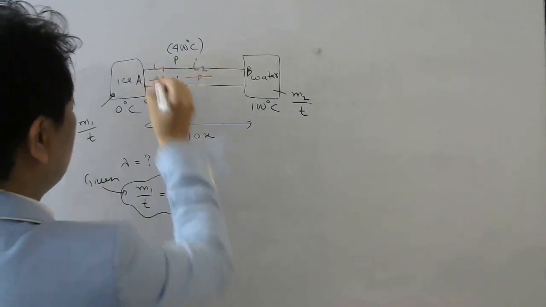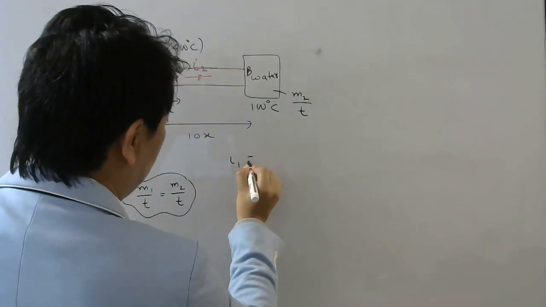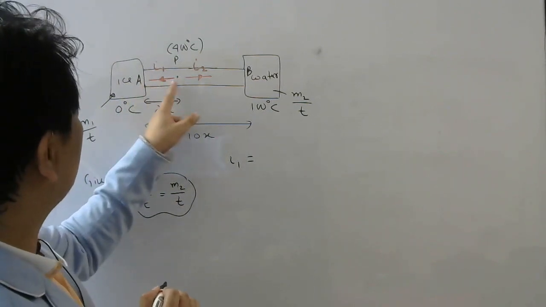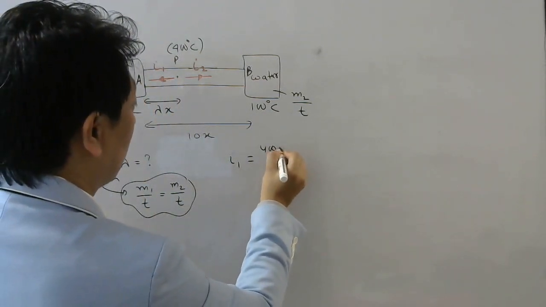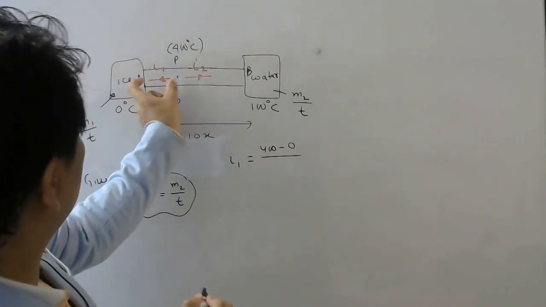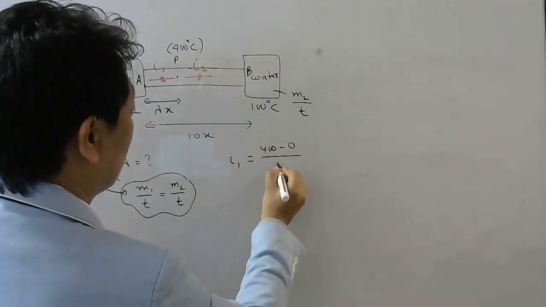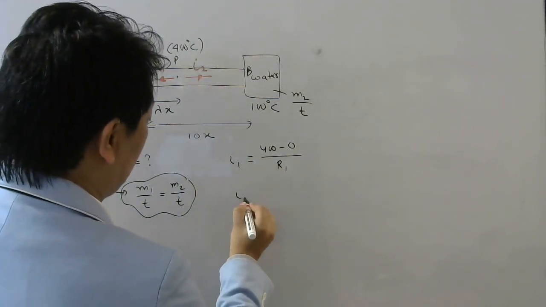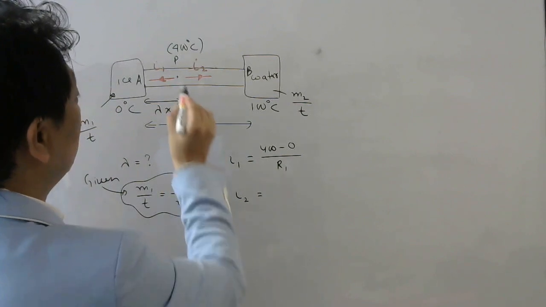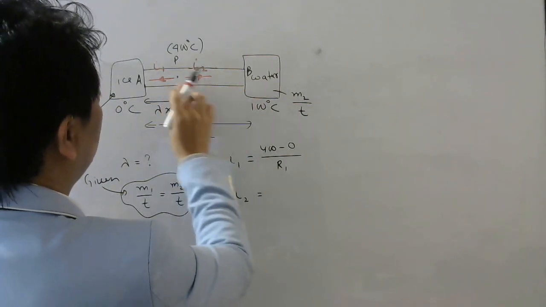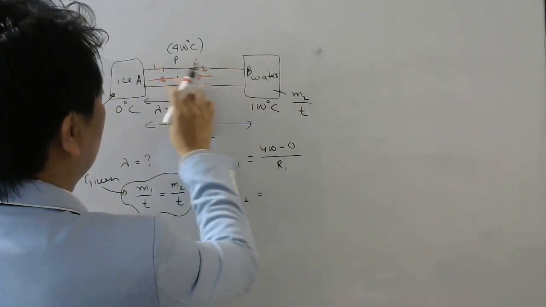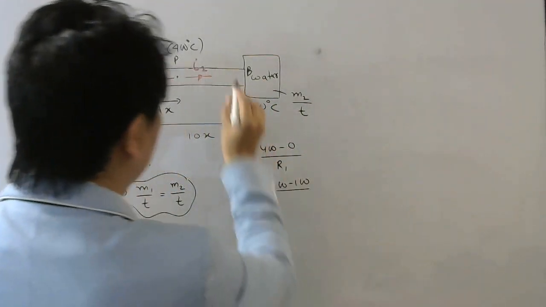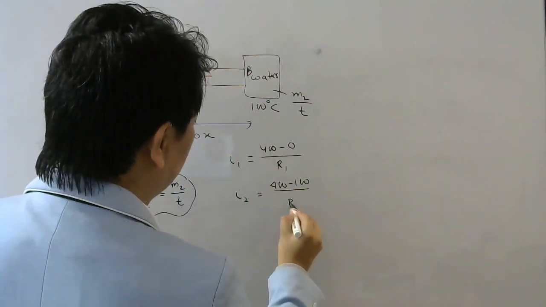Now, what will be this I1? That will be equal to the temperature difference of this part, that will be 400 minus 0, divided by the resistance of this part. Let us write it as R1. Similarly, heat current here will be I2. That will be equal to the temperature difference between this and this, that will be 400 minus 100, divided by the resistance of this part. Let us call it R2.